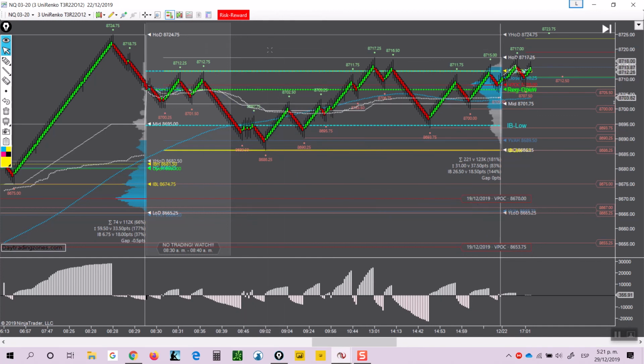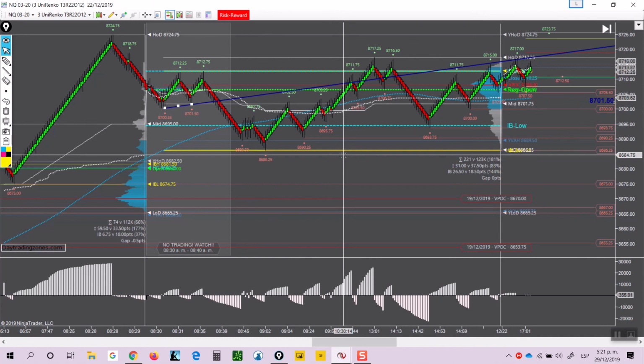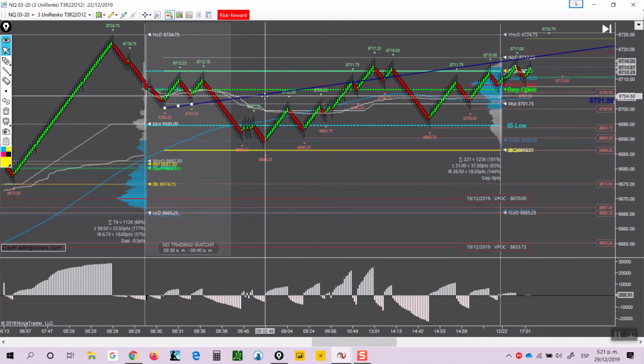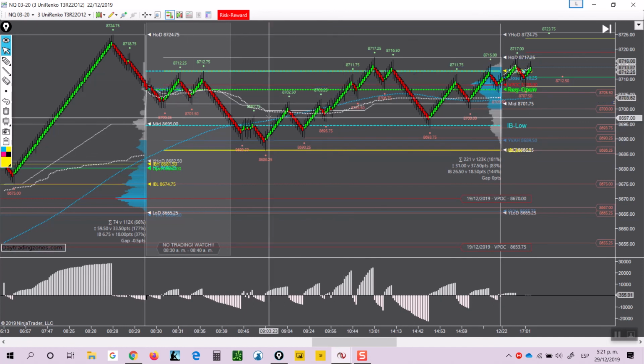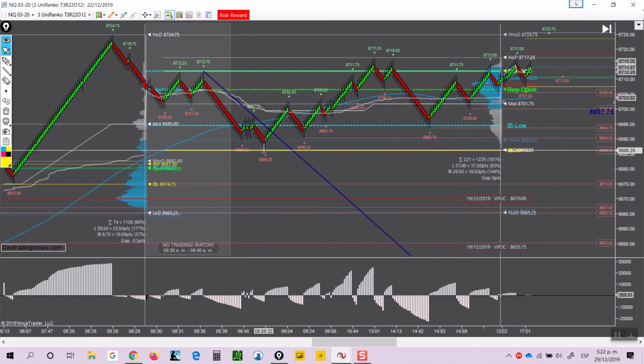Okay, I could say that we could have used this swing here to this swing and go short there, and that's true, but we are in the no trading zone. Okay, so we're not trading at that moment. Okay, then we had this swing and this swing here and so we can go long there also.